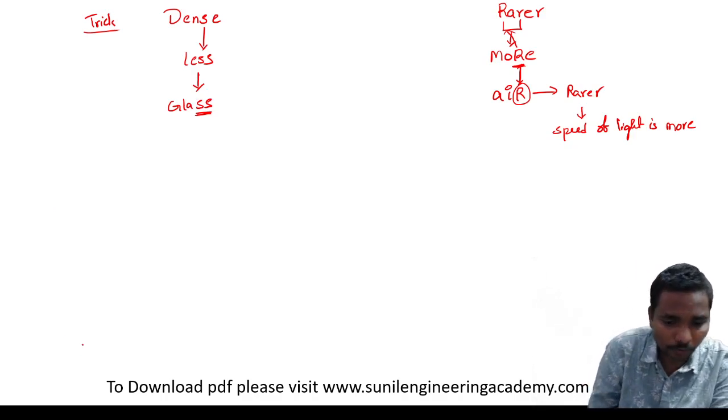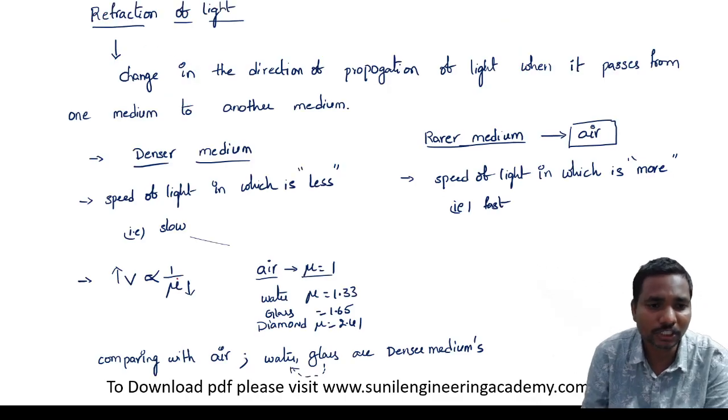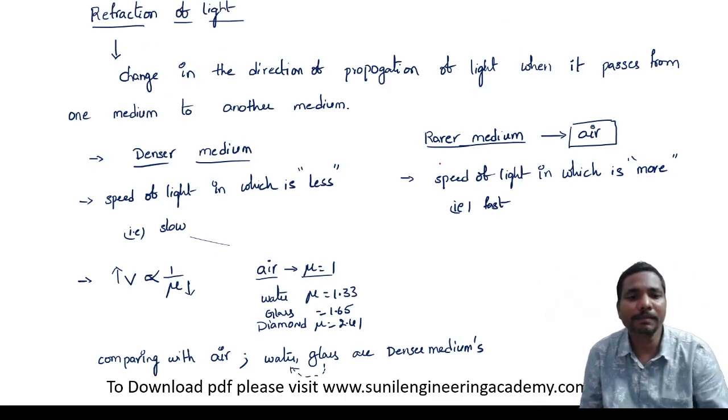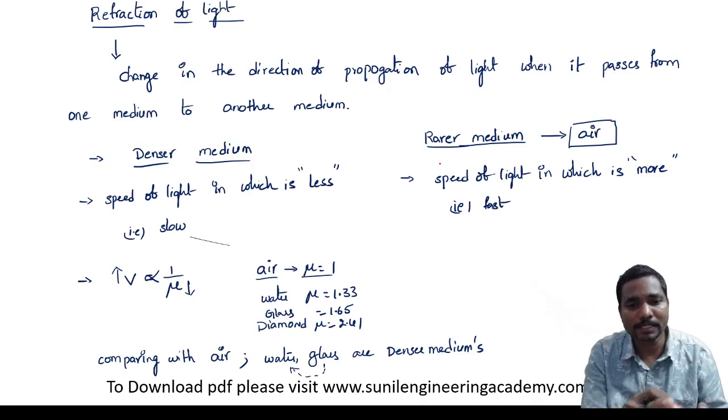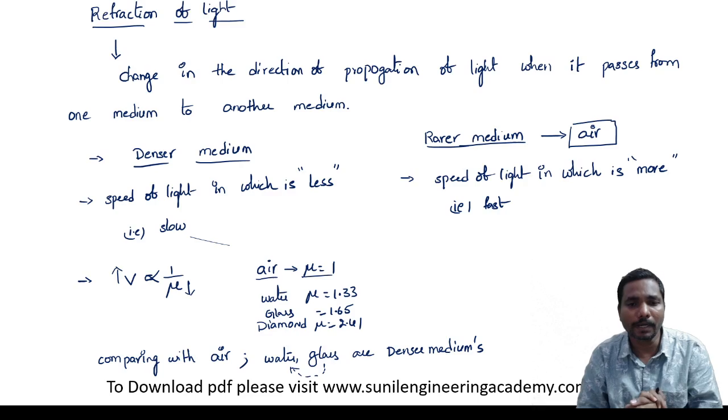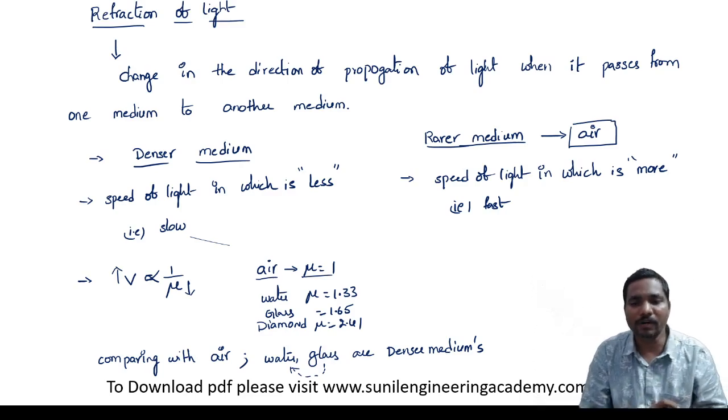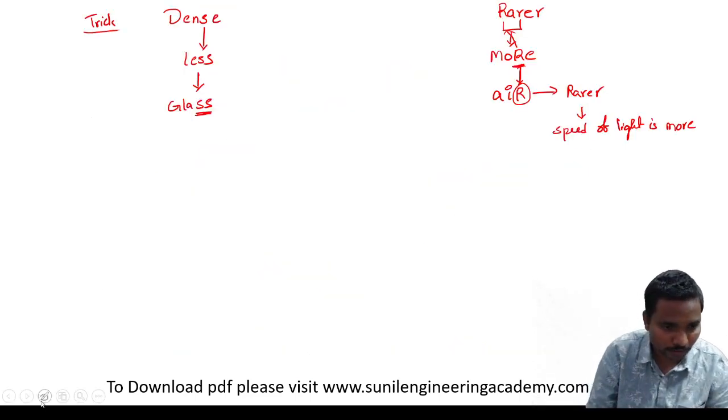So now here we have the two important points in the refraction of light. If we have the two mediums, means if the light travels from denser medium to rarer medium, what will happen? Rarer medium to denser medium, what will happen? So let us take the two points.